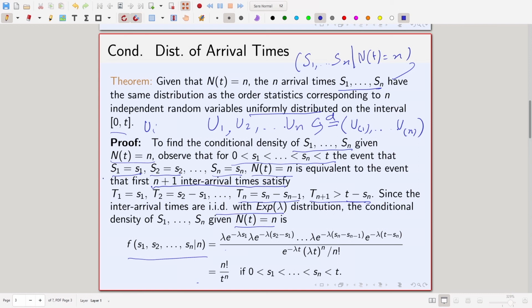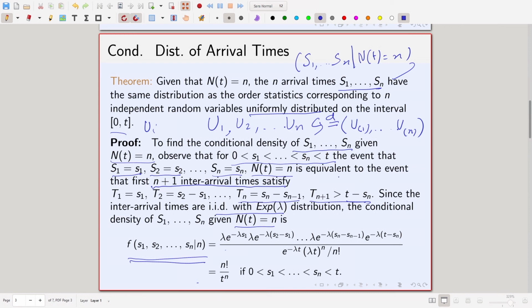So you can think of this exactly as S1 equal to small s1, S2 equal to small s2, and so on, Sn equal to small sn, given that Nt equal to n. That is the conditional density. Now again, if we use the formula of conditional probability, this conditional density should be the probability of the event that S1 equal to small s1, S2 equal to small s2, up to Sn equal to small sn, intersection Nt equal to n, divided by the probability of Nt equal to n. So that should be the conditional density.